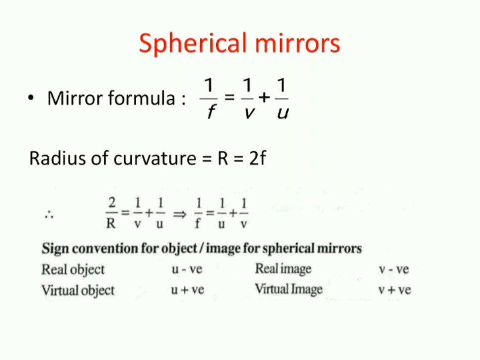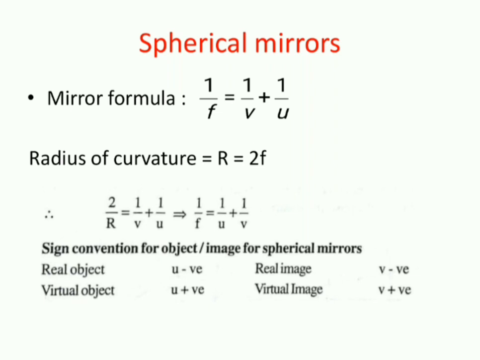Okay, now let us look at the formulas regarding spherical mirrors. I am not repeating what is pole, focus, all those things. You are all already familiar with them. Let us just look into formulas. For spherical mirrors, what is the formula for calculating the image distance? Mirror formula: 1 by f is equal to 1 by v plus 1 by u.